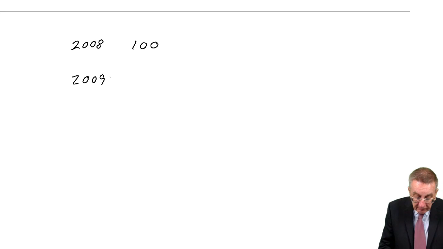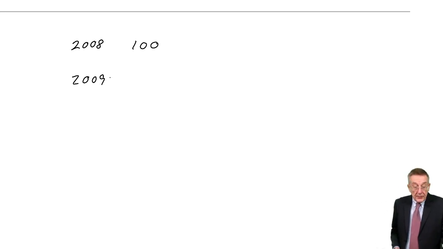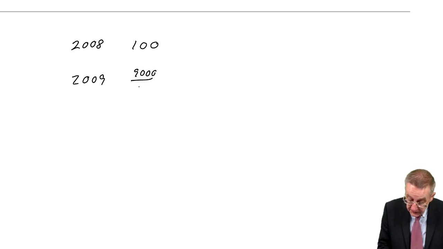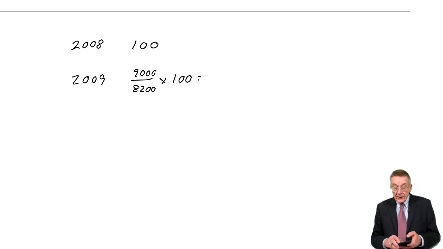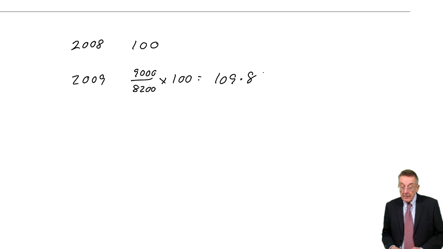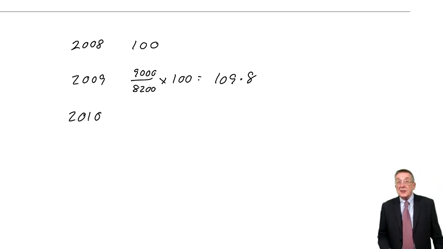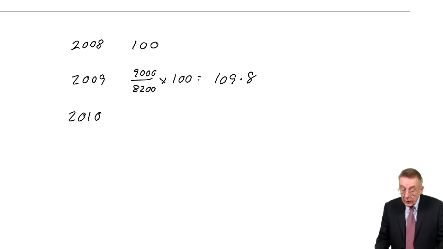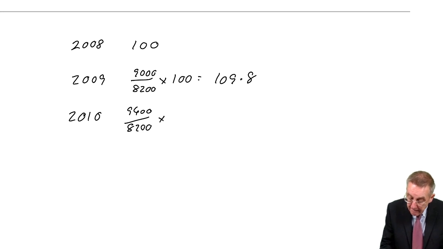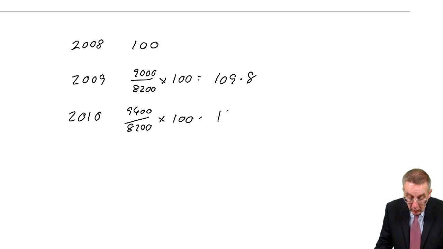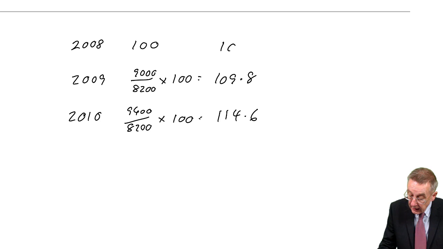In 2009, it's gone from 8,200 to 9,000. And so, basing it on 100, for every 8,200, it's gone up to 9,000. And so the quantity index would be 109.8. It's 9.8% higher than in 2008. And what about 2010? Well, sticking to the same base year all the way through, for 8,200, it's gone up to 9,400. And so the index number based on 100 in 2008 would be 114.6.